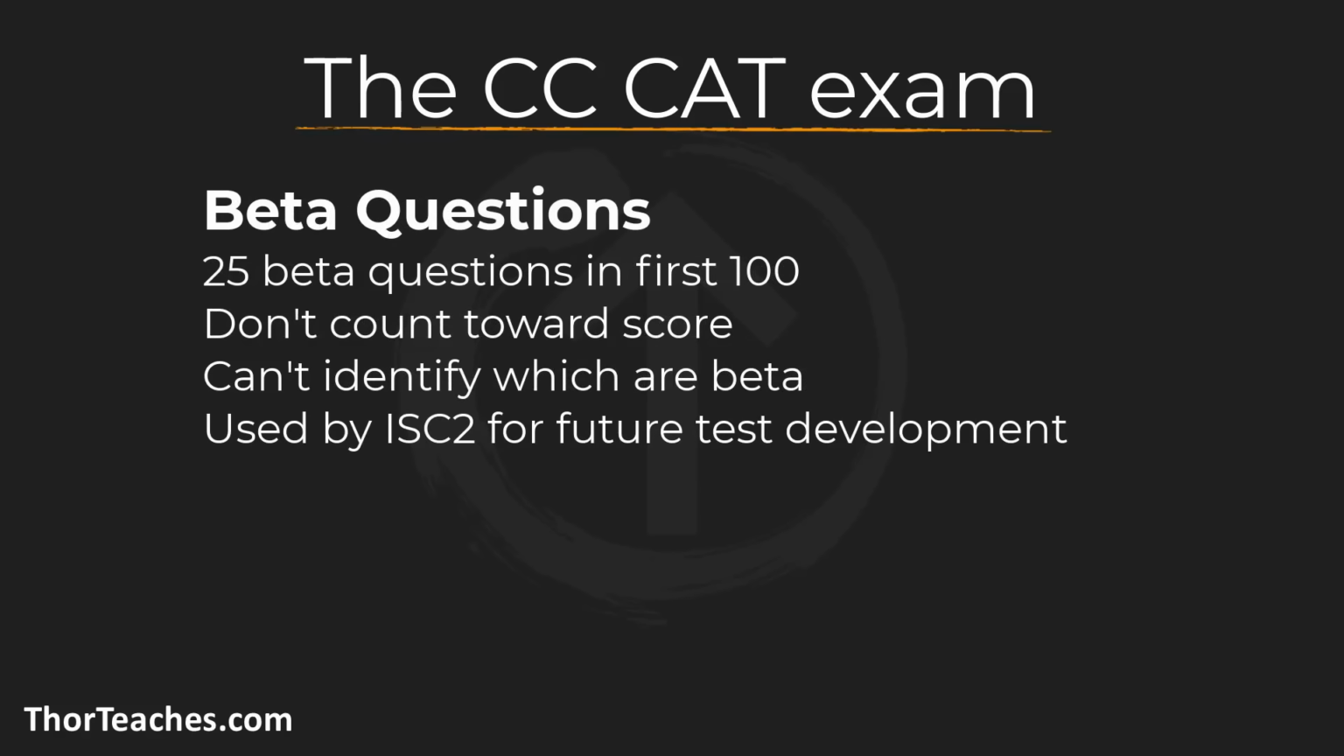On the exam, you're going to get 25 beta questions. They don't count towards your score. They are only used by ISC2 to see how well they perform, and they may include them in future tests. If you get them right, it doesn't matter. If you get them wrong, it also doesn't matter. You can't see which questions are beta questions. They are randomly dispersed in the first 100 questions.